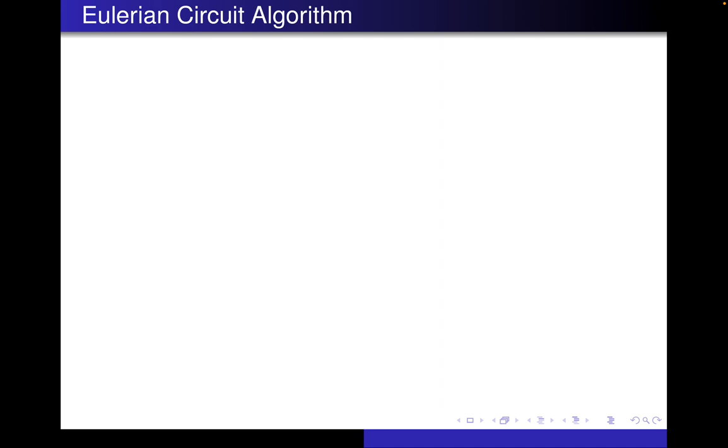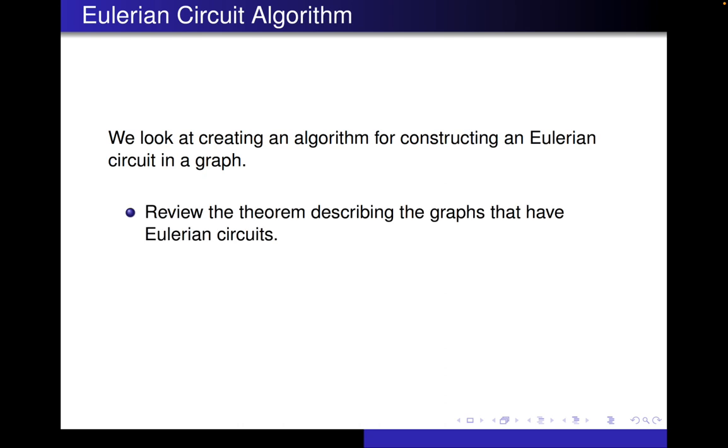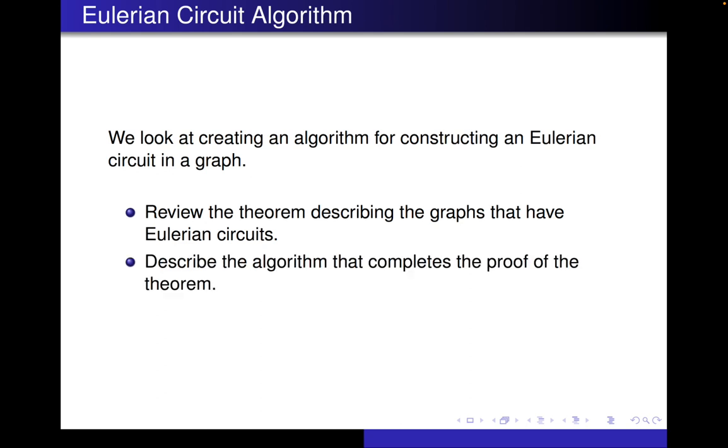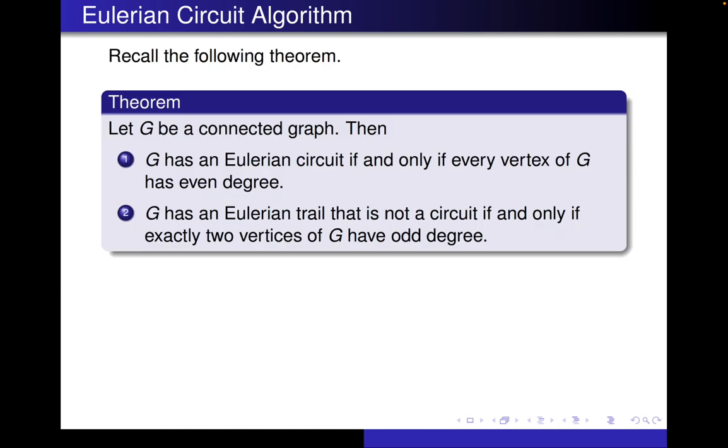Now that we've looked a little bit at Eulerian circuits and Eulerian trails, we're going to try to create an algorithm that constructs an Eulerian circuit in a graph where that is possible. So first we're going to review the theorem that we looked at in class that describes the graphs that have Eulerian circuits and trails. And then we're going to describe an algorithm that completes the proof of the theorem that refers to Eulerian circuits. So let's see if we can remember what the theorem says.